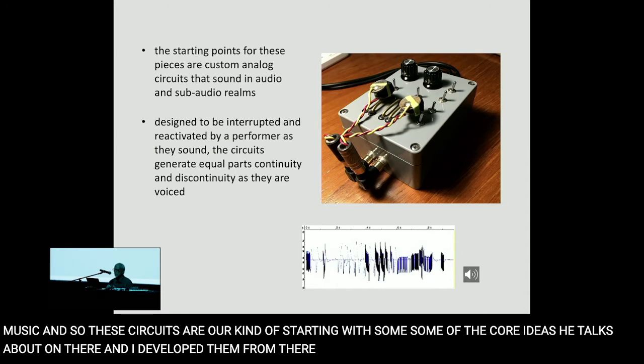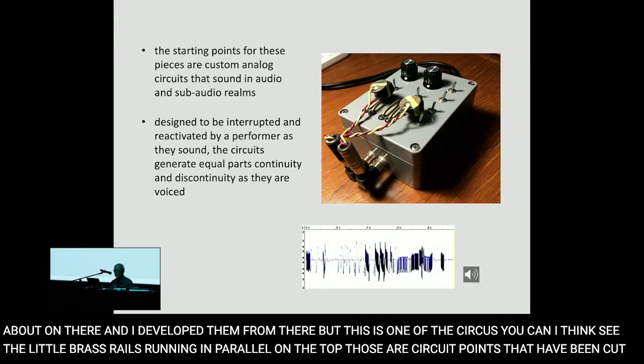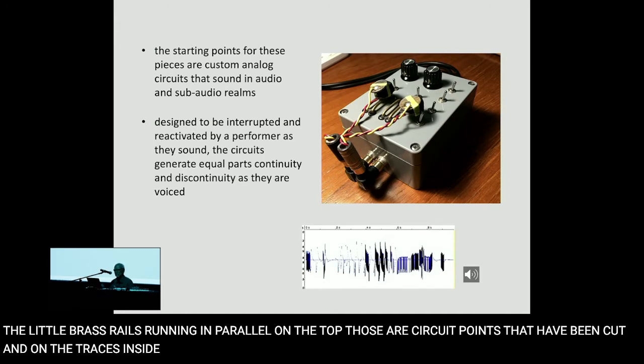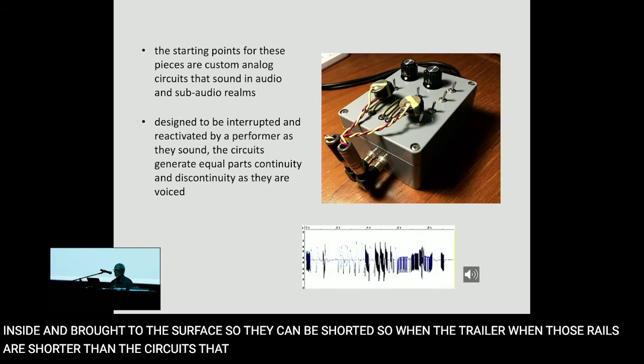So this is one of the circuits. You can see the little brass rails running in parallel along the top. Those are circuit points that have been cut on the traces inside and brought to the surface so they can be shorted. When those rails are shorted, the circuit's tones sound.